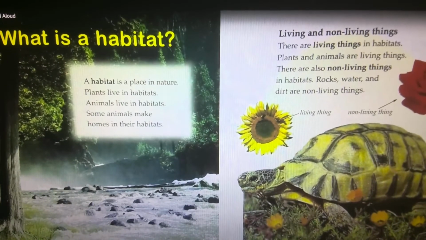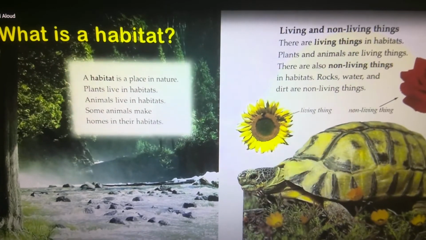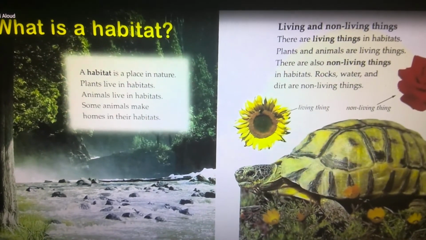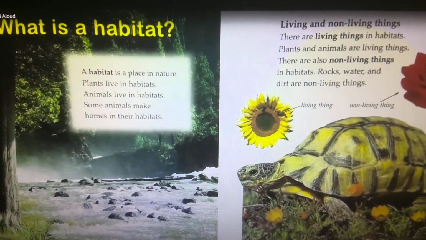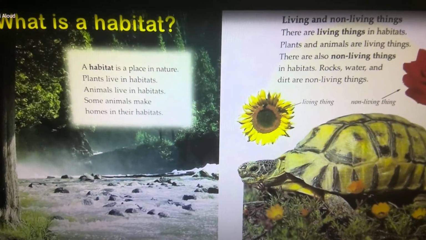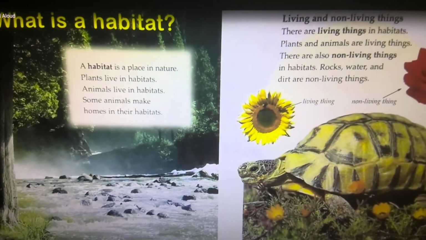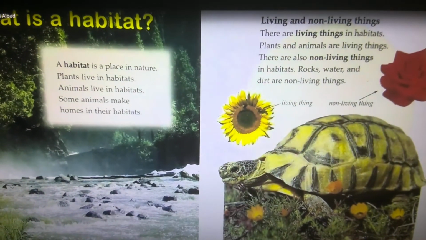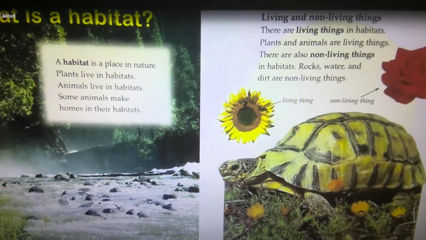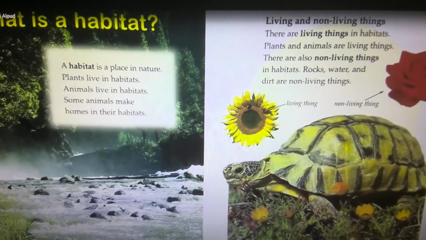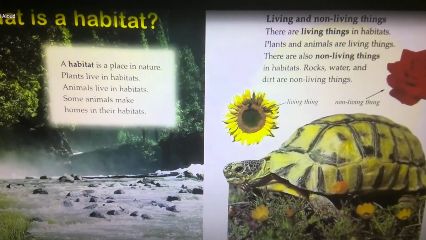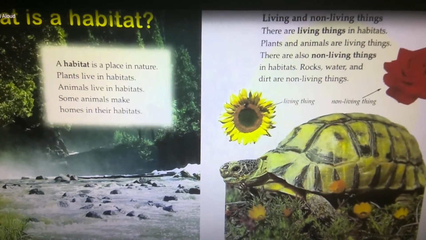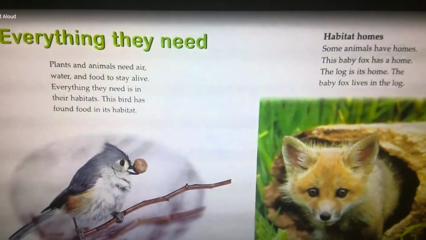Let's get started. Habitat. A habitat is a place in nature. Plants live in habitats. Animals live in habitats. Some animals make homes in their habitats. Living and non-living things. There are living things in habitats. Plants and animals are living things. There are also non-living things in habitats. Rocks, water, and dirt are non-living things.